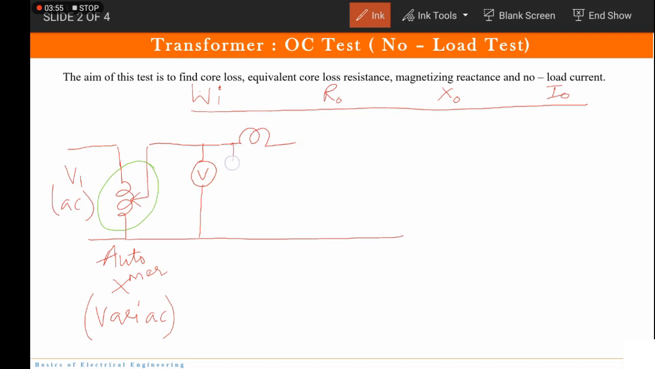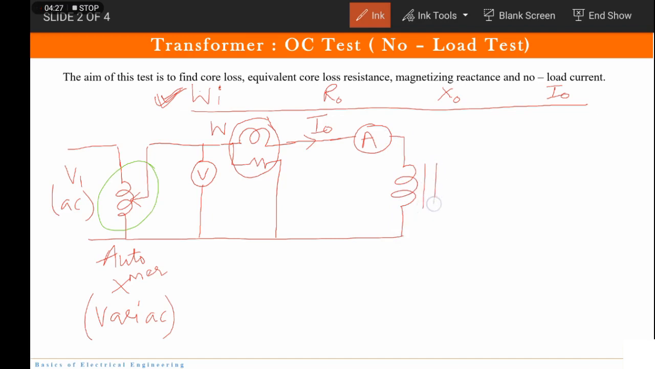Then we have a wattmeter. Why do we have a wattmeter? Because we need to measure the watt, which is Wi, the power. So this wattmeter will give you core loss or iron loss. After that, a current flows, which is I naught. We want to measure this also, right? So here we will use an ammeter. Finally, this goes to the transformer primary.